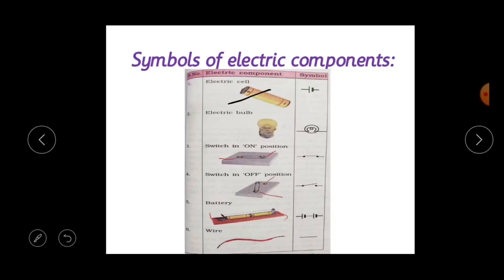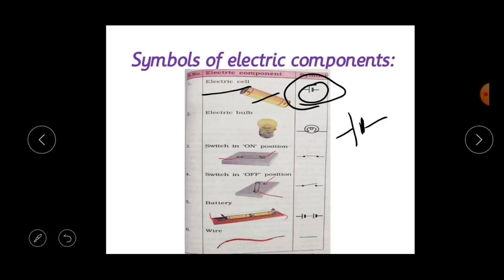Okay, the first one is the electric cell. This is the electric cell, isn't it? So this is the symbol of the electric cell. It is like this. In the electric cell symbol, there is a longer line and one shorter line, isn't it? And the shorter one is a thicker one. Can you see here? Yes, this is a little bit thicker.